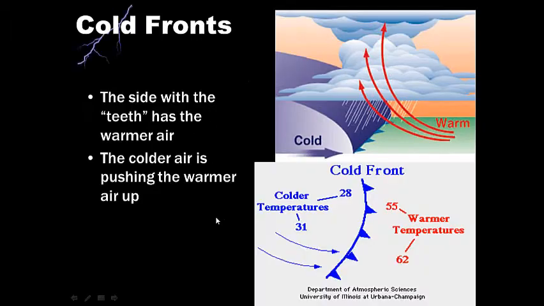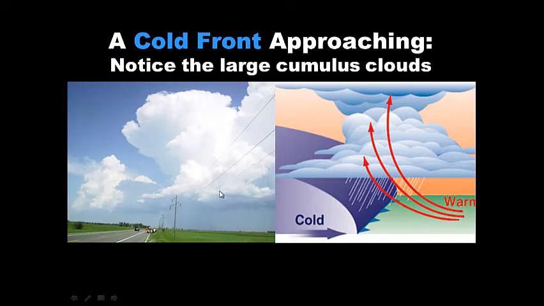It's identified with a blue line and these blue teeth. Colder air over here, warmer air over here on a weather map. So the colder air is pushing the warmer air up. Look at right here. Here's a cold front, large cumulus clouds with those flat bases. So cold air, and warm air being pushed up. And there you have it, cold front.